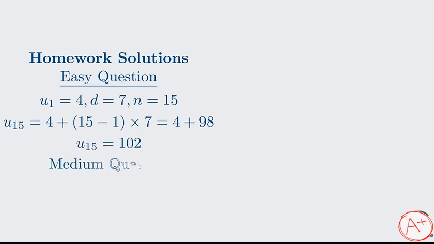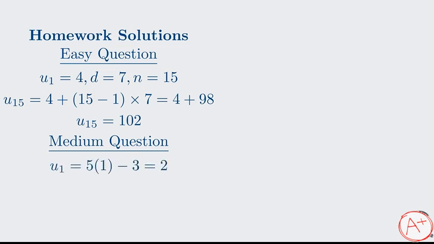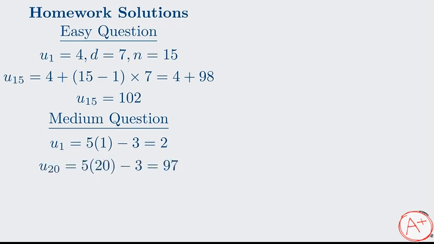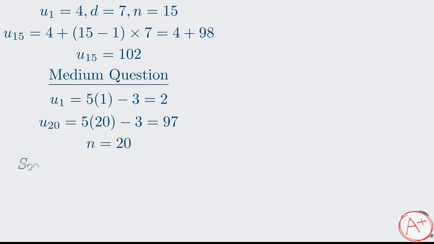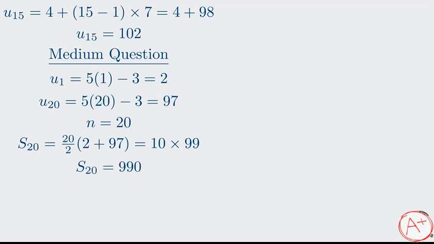For the medium question, we find the first term by plugging in r equals 1, giving us 2. The 20th term is 5 times 20 minus 3, which is 97. Here, n is 20. Using the first sum formula, the sum of the first 20 terms is 20 over 2 times the sum of the first and last terms. This calculates to 10 times 99, giving a final sum of 990.